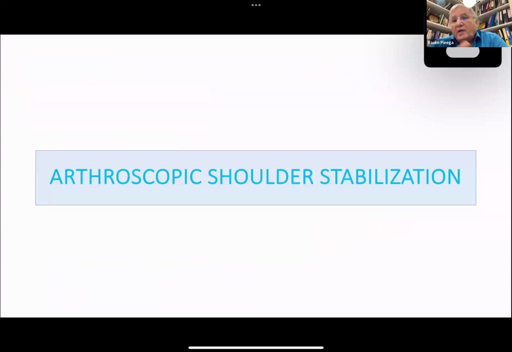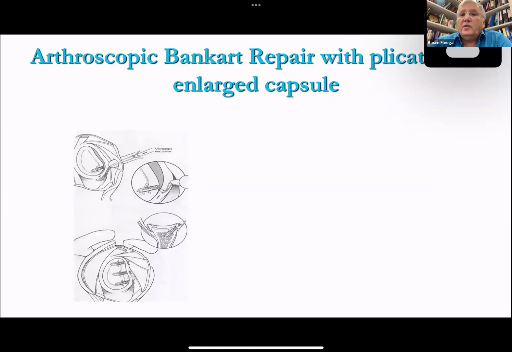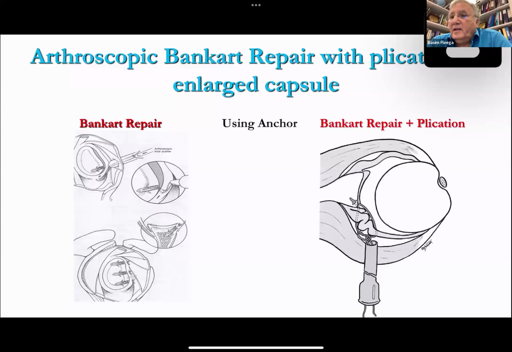Now we come to our arthroscopic shoulder stabilization concept, which is based also on anatomic reconstruction. Before that, I review the procedures now. The Bankart repair is fixed with anchors, as most of the surgeons do now. And if we have enlarged capsule, Bankart repair and plication is used.